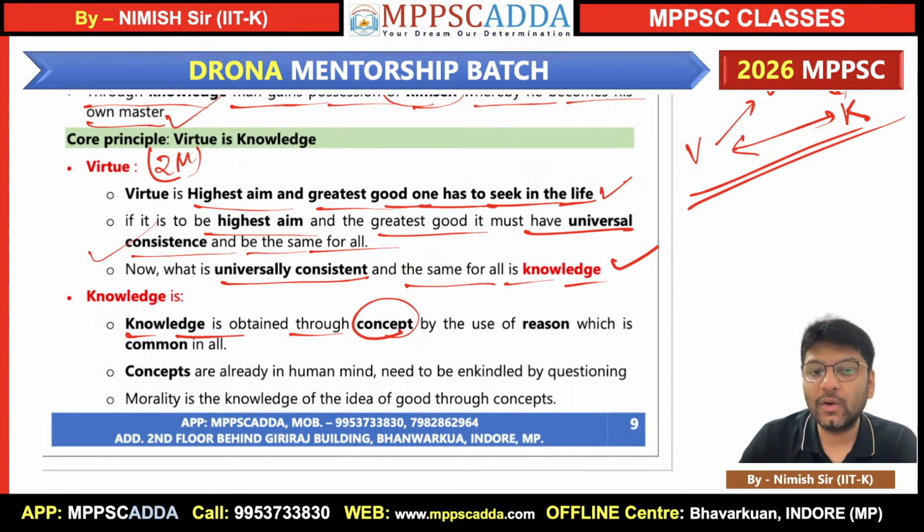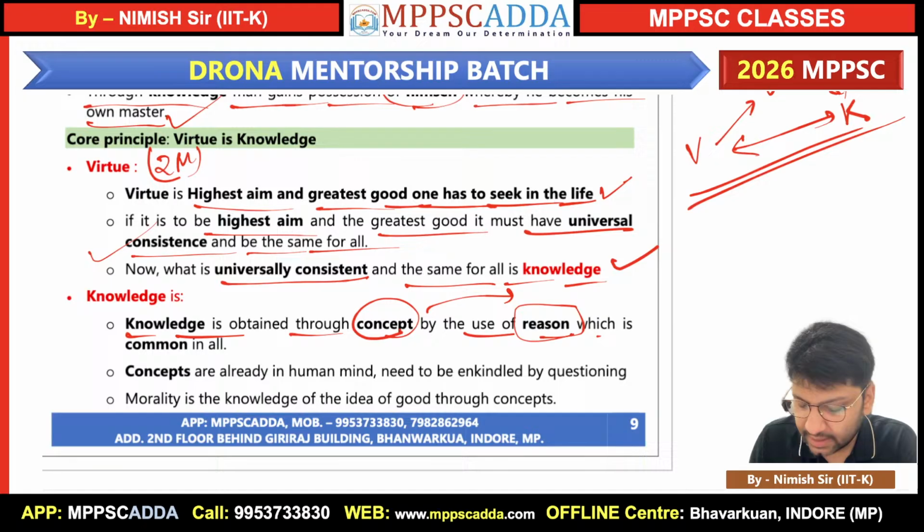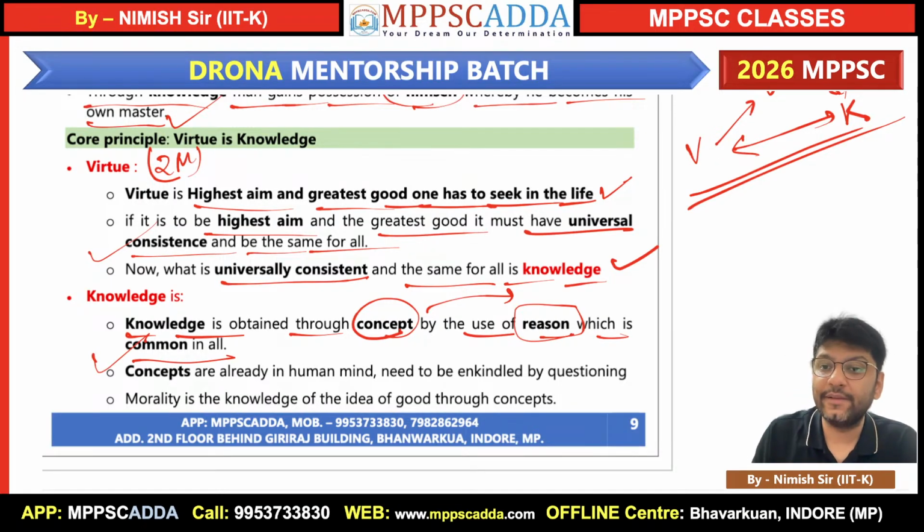So knowledge can only be defined with the help of the concepts. And concepts, how do we form the concepts? By the use of the reason, which is common in all. Just now I have explained it, which is available to all, in every human's mind. So concepts are already in the human mind.